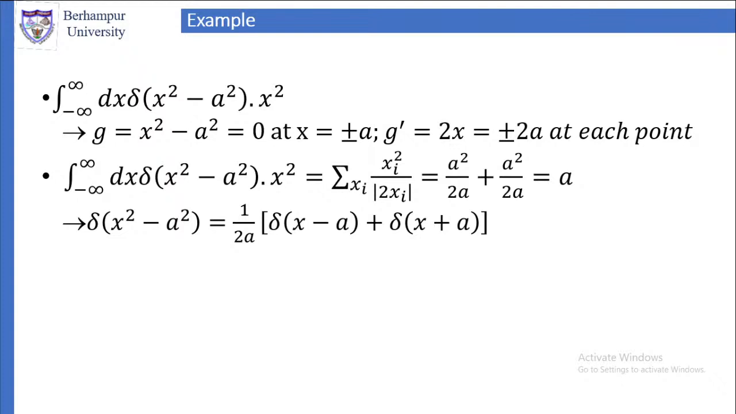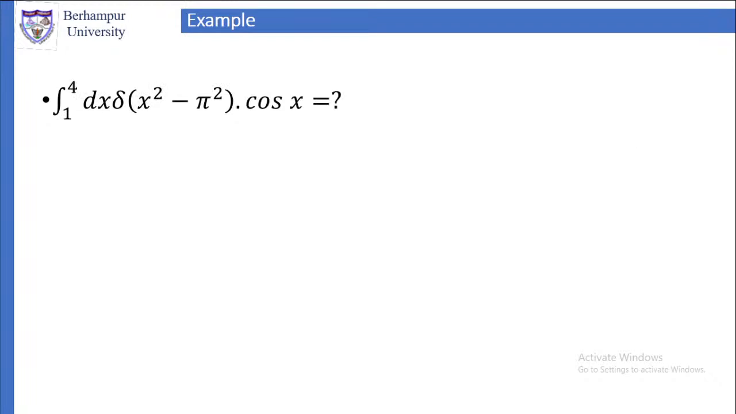When we get a² into delta(x − a), it gives the integration of dx delta(x − a) times x², which is equal to a². Similarly, the integration of dx delta(x + a) x² is equal to a². So from that we get that this is equal to 1/2a [delta(x − a) plus delta(x + a)]. Okay, next.